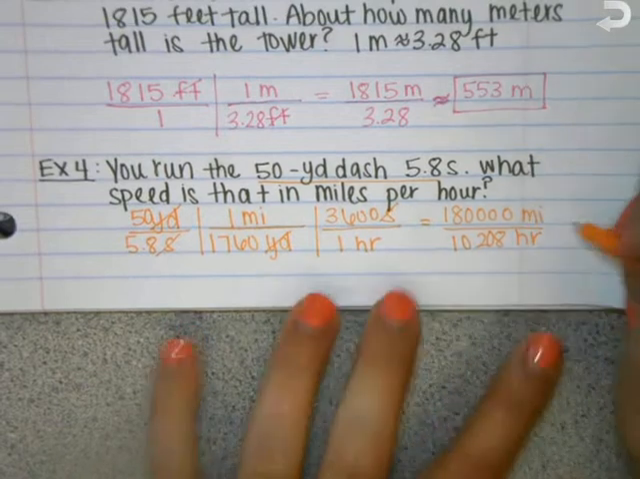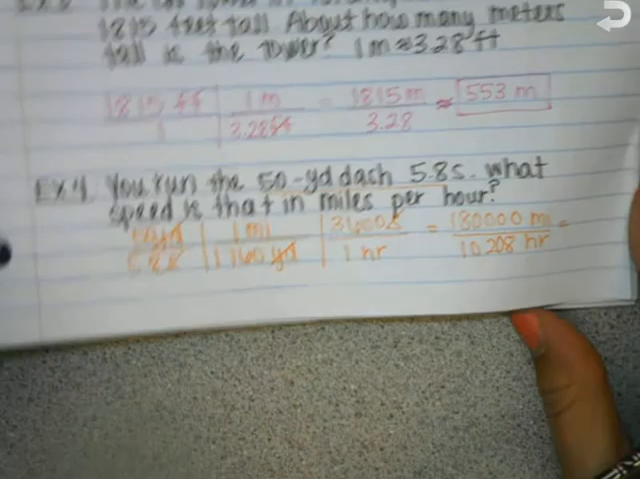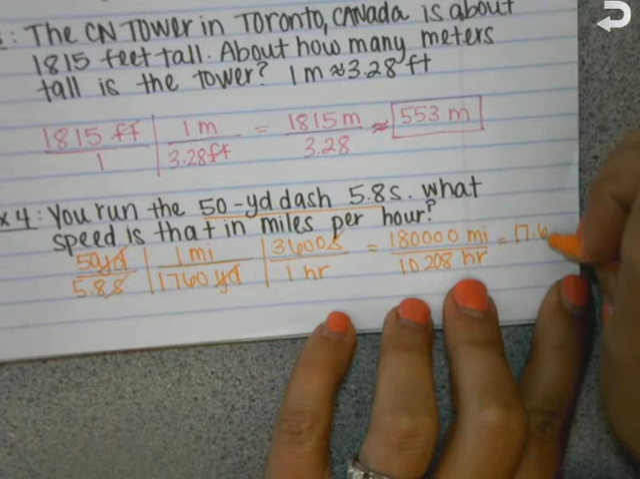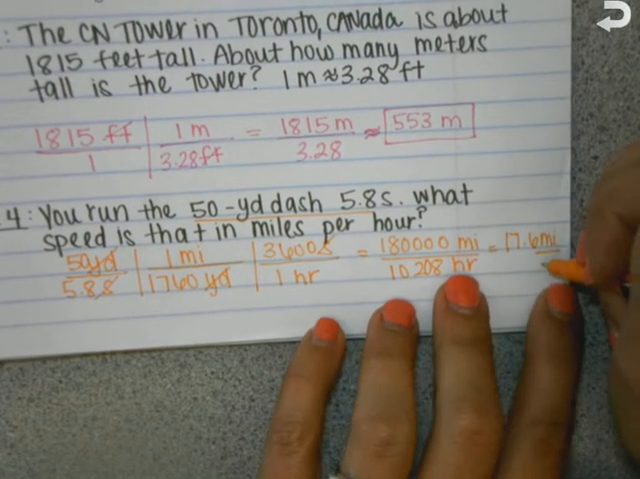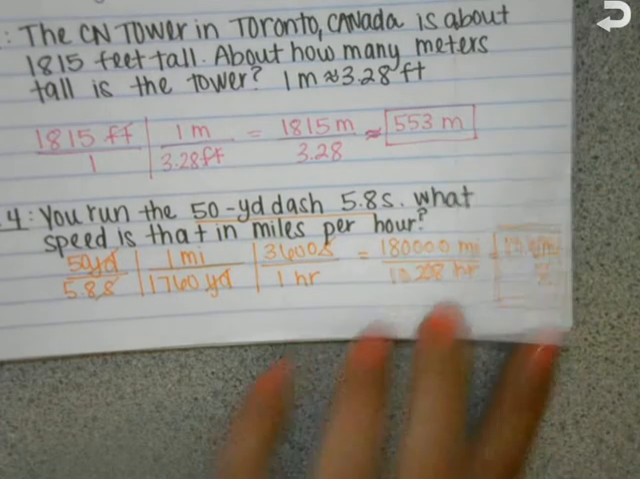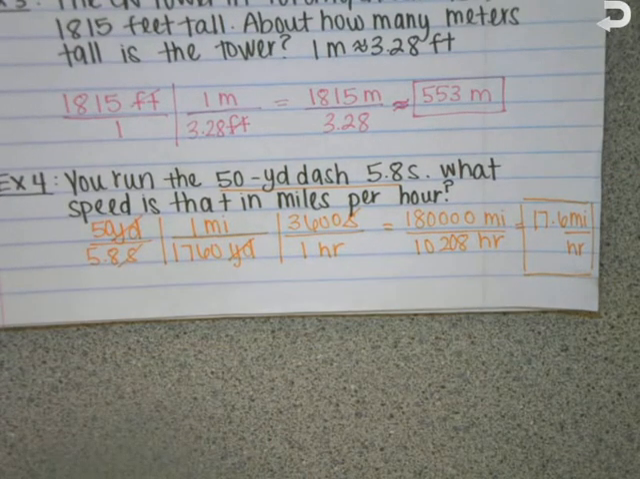Okay, and then you use your calculator to divide that. It comes out to 17.6 miles per hour. Okay? So that's converting between rates.